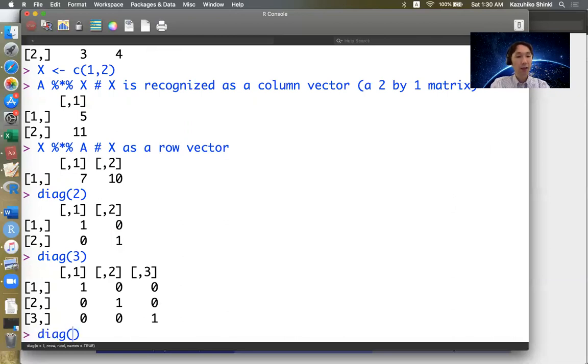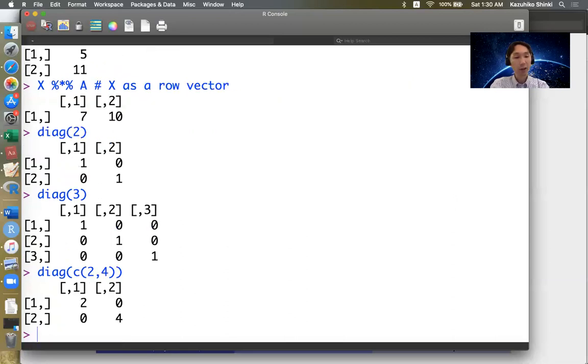And how about what happens when we put a vector in the input of this diag function? Then this makes a diagonal matrix with entries 2 and 4. So this is somewhat contradictory to the original one. If you put a scalar, you get the identity matrix with the specified size. But if you put a vector, these 2 and these 4 are regarded as just the diagonal elements. So 2, 4.